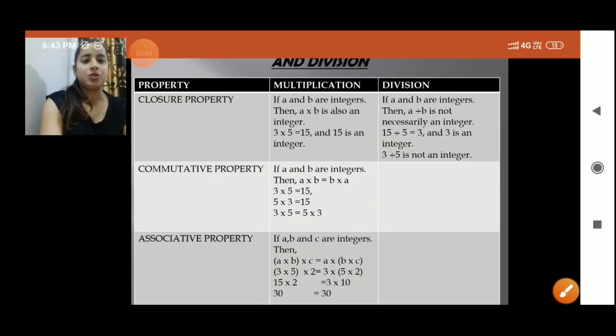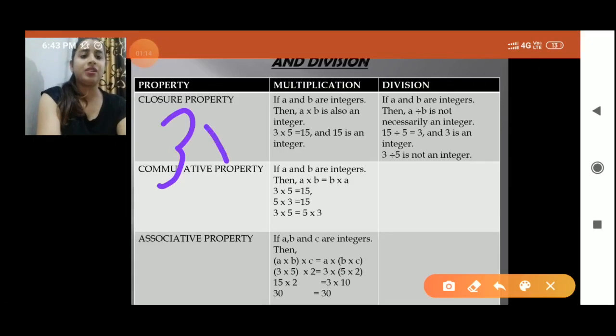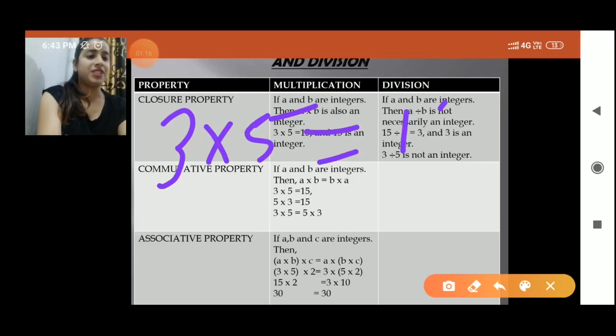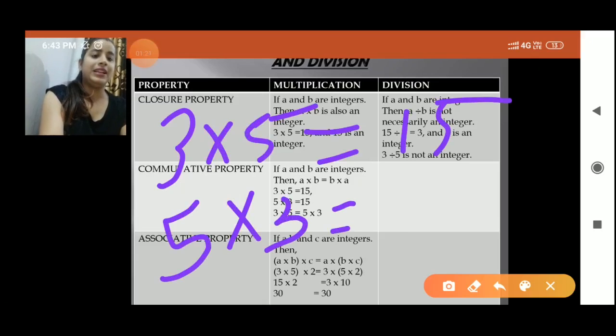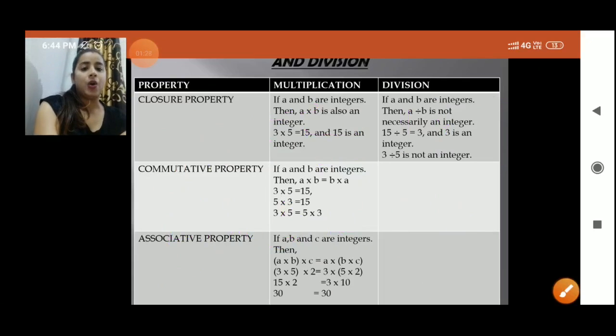Now let's come to commutative property. It states that if a and b are integers, then a into b is equals to b into a. For example, if we multiply 3 with 5, you will get 15. If you multiply 5 with 3, you will get 15. Both are same.